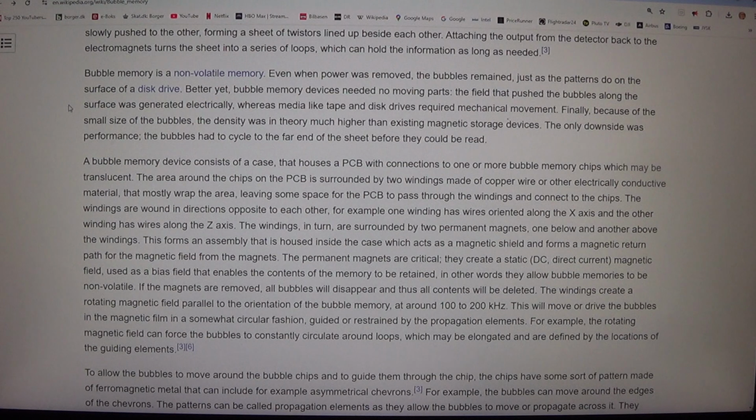Better yet, bubble memory devices needed no moving parts. The field that pushed the bubbles along the surface was generated electrically, whereas media like tape and disk drives required mechanical movement. Finally, because of the small size of the bubbles, the density was in theory much higher than existing magnetic storage devices. The only downside was performance. The bubbles had to cycle to the far end of the sheet before they could be read.